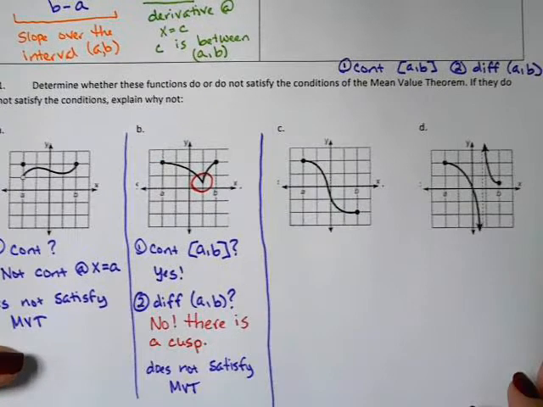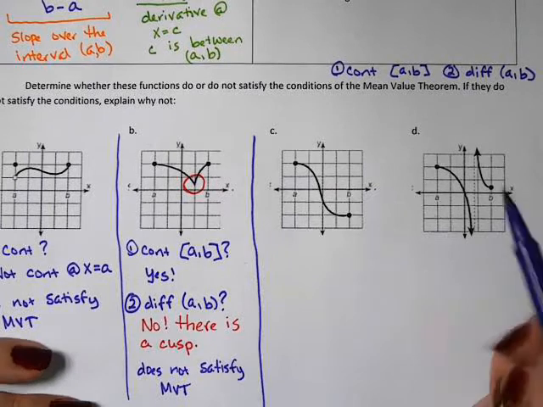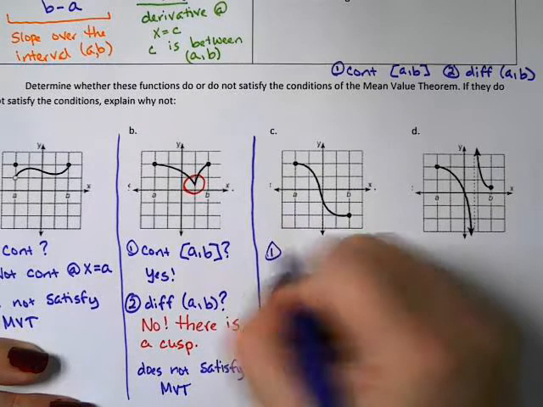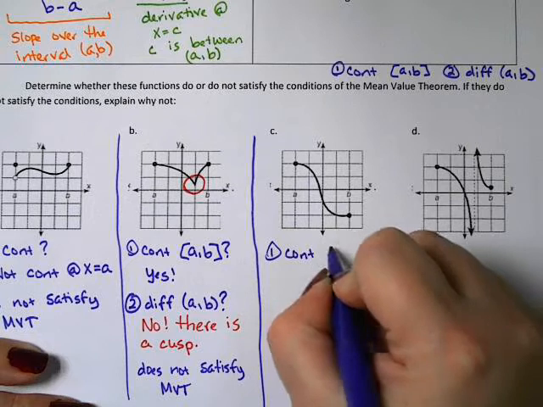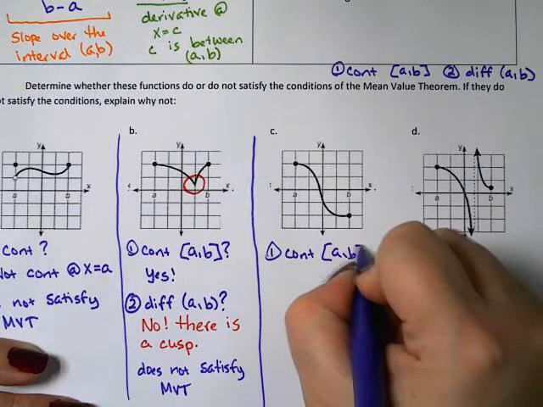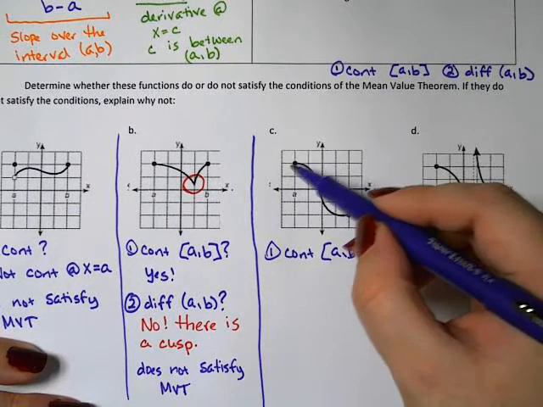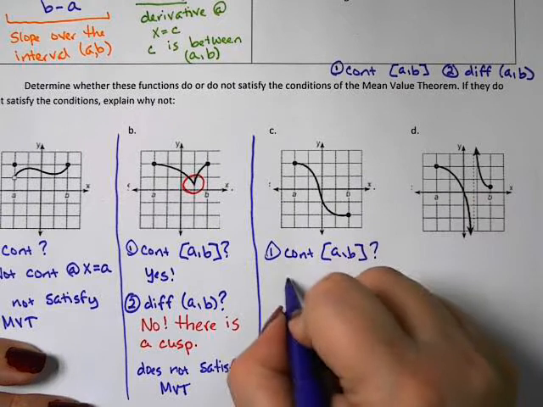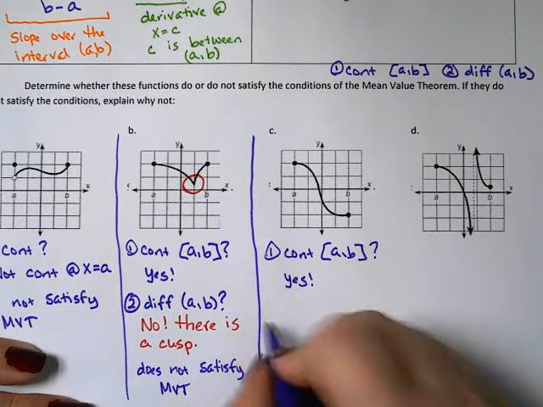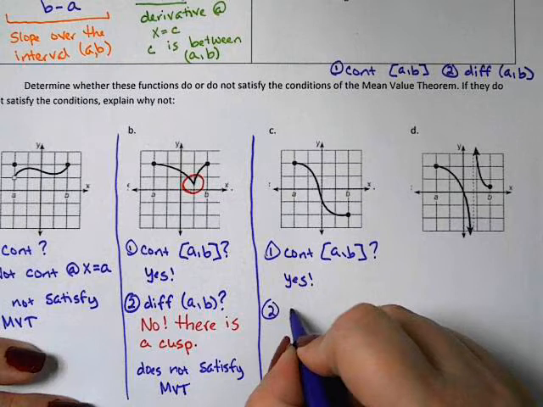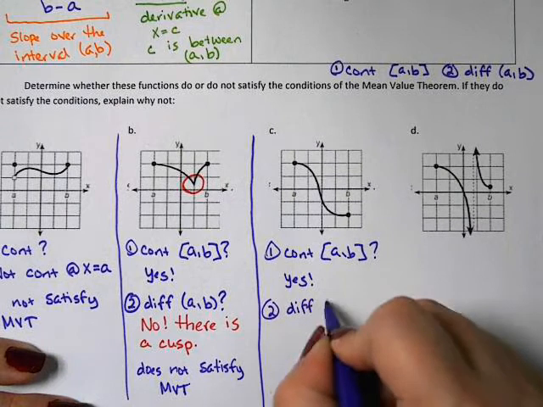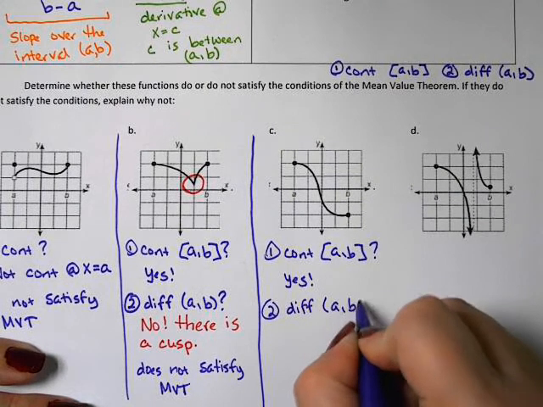Let's take a look at the third graph, so C. Again, we're going to look for, is it continuous on the closed interval A to B? So if we start at A, we can go to B, no problem. So yes, it's continuous.